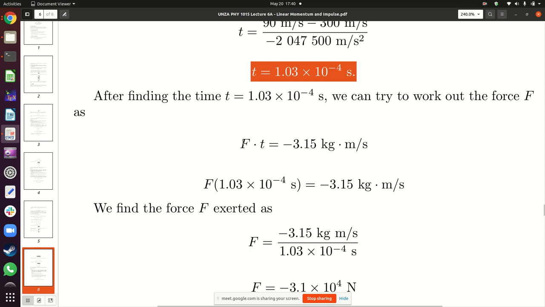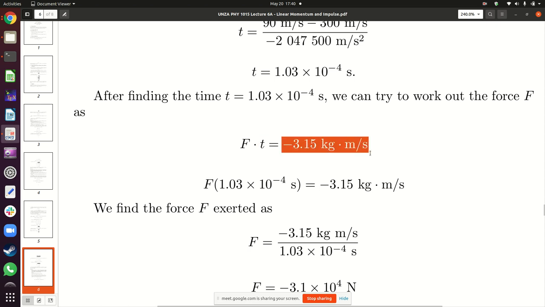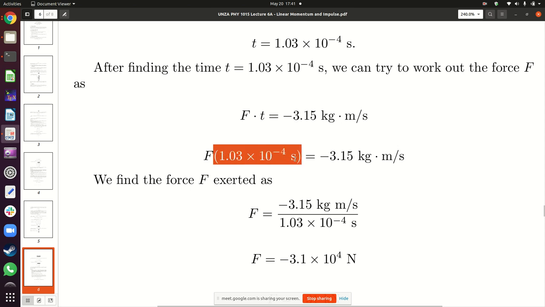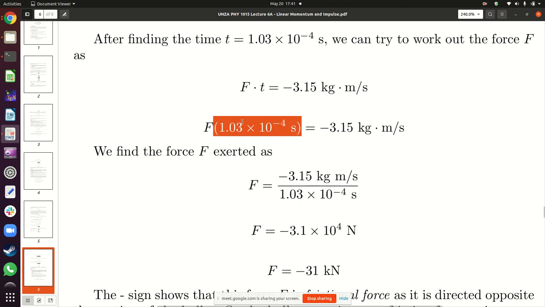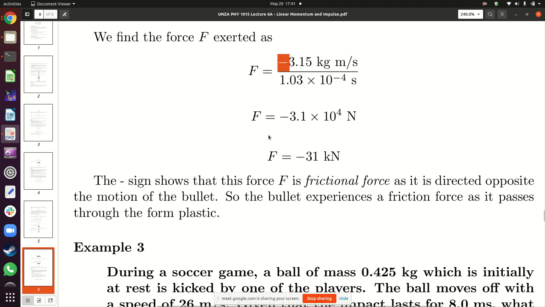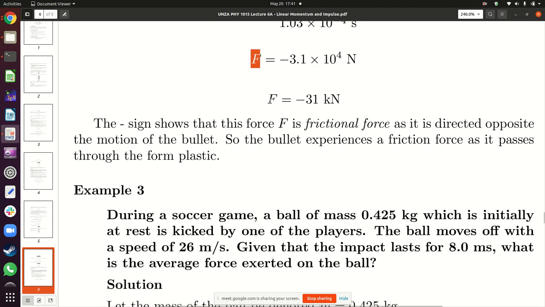Using this time, we can go back to our relationship. The resultant force multiplied by the time it will take the bullet to pass through the plastic equals the change in linear momentum, which is minus 3.15 kg meters per second. So we substitute the value of time we have found. We end up having F times 1.03 times 10 to the power minus 4 seconds equals minus 3.15 kg meters per second. You divide both sides by 1.03 times 10 to the power minus 4 seconds. You end up having F equals minus 3.15 kg meters per second divided by 1.03 times 10 to the power minus 4 seconds. When you do this, you end up having a force F which equals minus 3.1 times 10 to the power 4 newtons. And this is basically the same as F equals minus 31 kilonewtons.